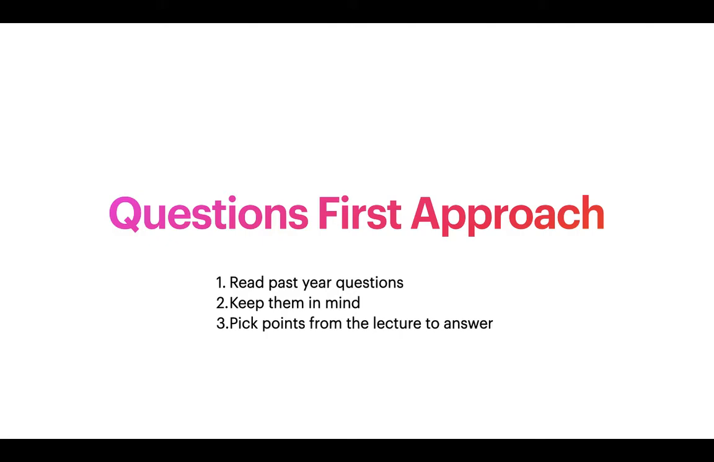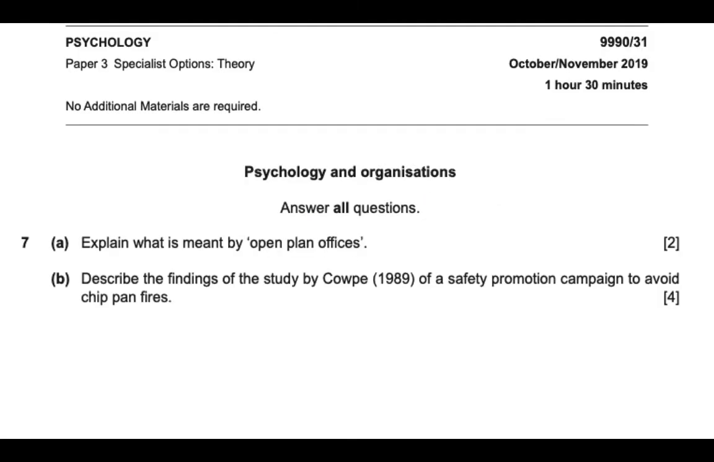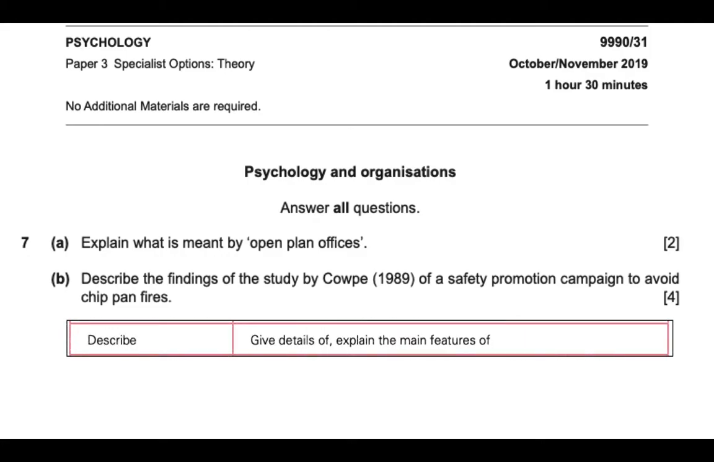So following our questions first approach, read some past year questions, keep them in mind, and pick points from the lecture to answer. Okay. So these are two questions from a past year paper. Firstly, explain what is meant by open plan offices. Secondly, describe the findings of the study by Cope, 1989, of a safety promotion campaign to avoid chip pan fires, right?